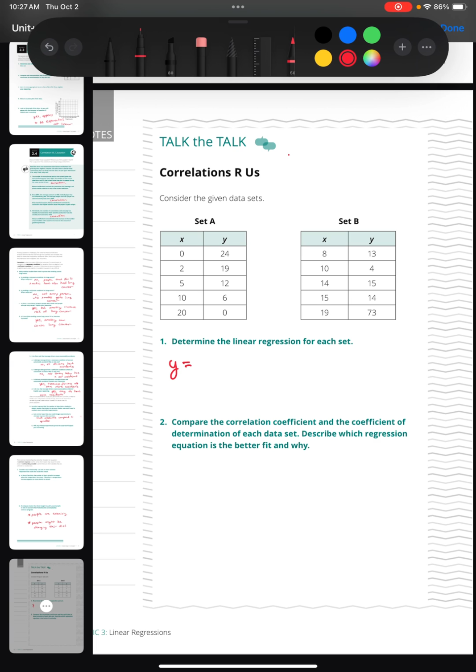we should have got y equals negative 1.15x plus 20.71 with a correlation coefficient of negative 0.9512 and a coefficient of determination of 0.9048. And then for set B, you should have got an equation of y equals 5.08x minus 43.29 with a correlation coefficient of 0.7892 and a coefficient of determination of 0.6228.